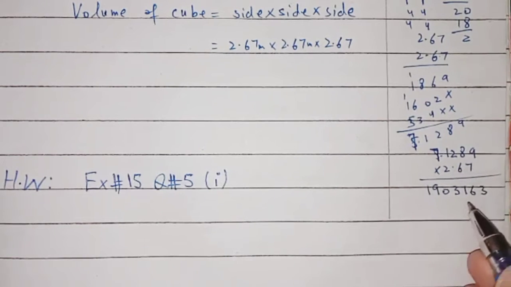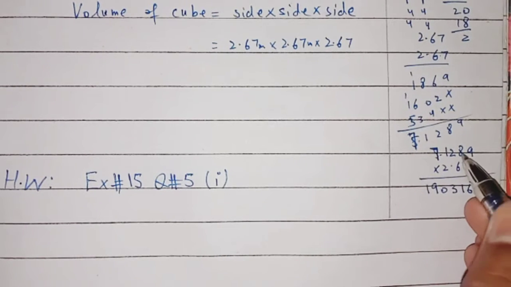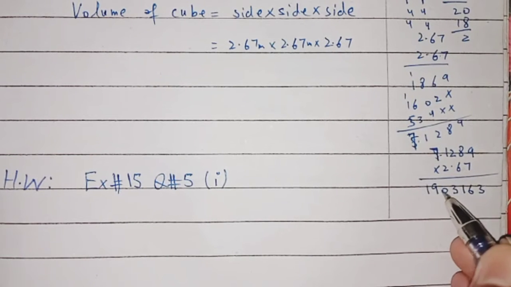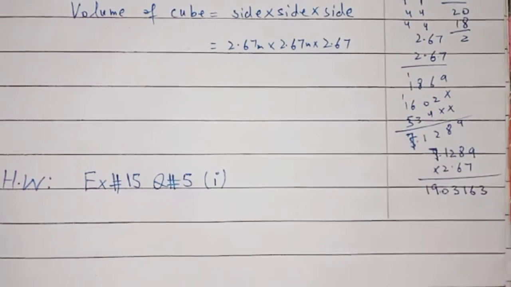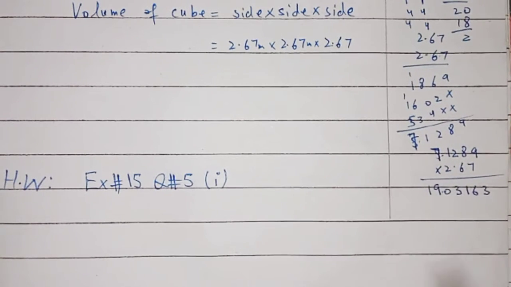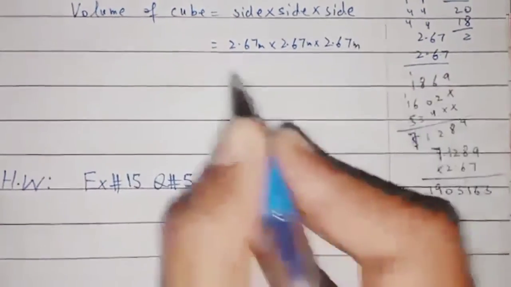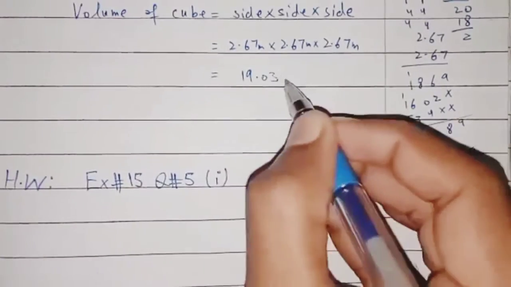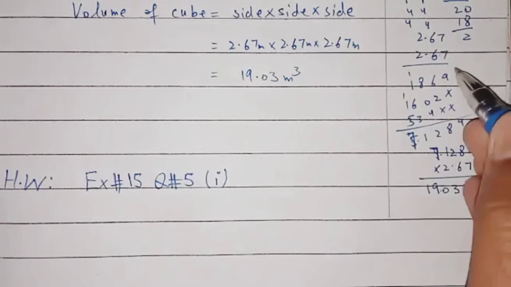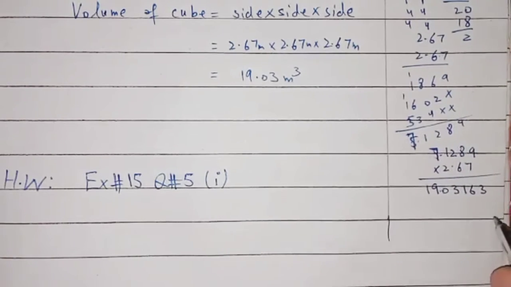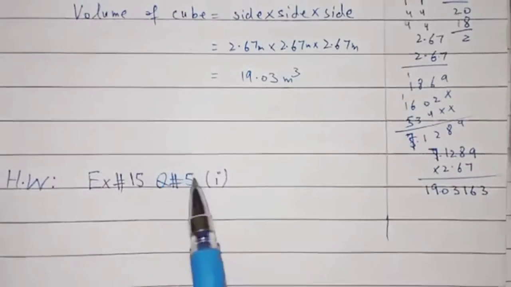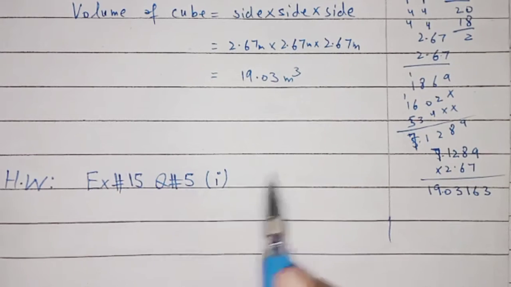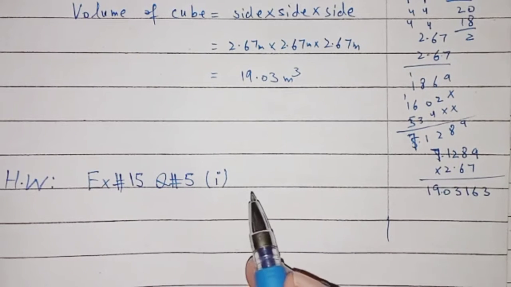So after multiplying this, the decimal point will be after 6 digits: 1 2 3 4 5 6. After this, that will be equal to 19.03163 after multiplying all these. So the answer will be 19.03 meter cube. This multiplication you will do yourself. So this was exercise number 15, part 5 of question number 5, part 1 will be written as homework.